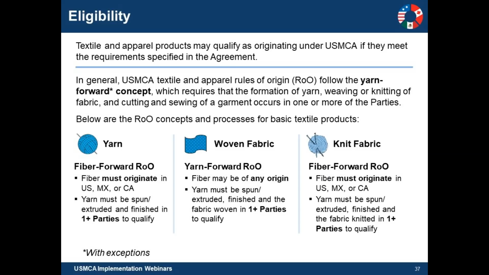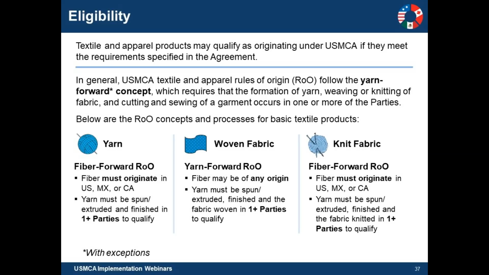Eligibility, or rules of origin. Textile and apparel products may qualify as originating under USMCA if they meet the requirements specified in the agreement. In general, USMCA textile and apparel rules of origin follow the yarn forward concept, with some exceptions, which requires that the formation of yarn, weaving, or knitting of fabric, and cutting and sewing of a garment occurs in one or more of the parties. However, non-apparel goods may follow a fiber-forward rule of origin. The following are the rules of origin and processes for basic textile products.